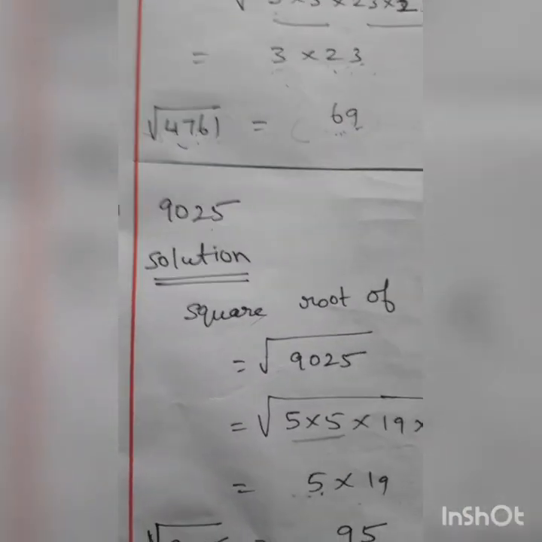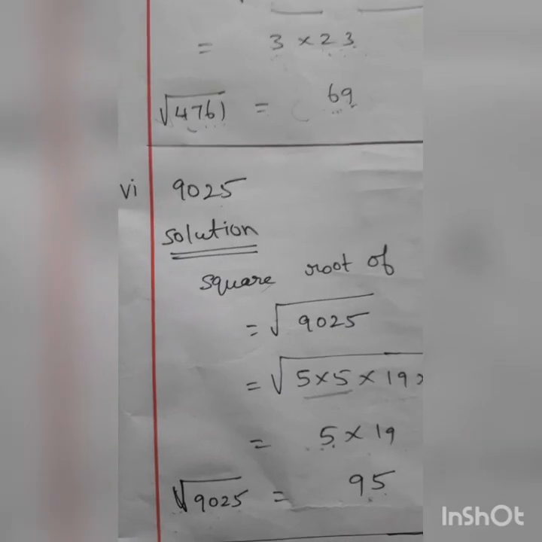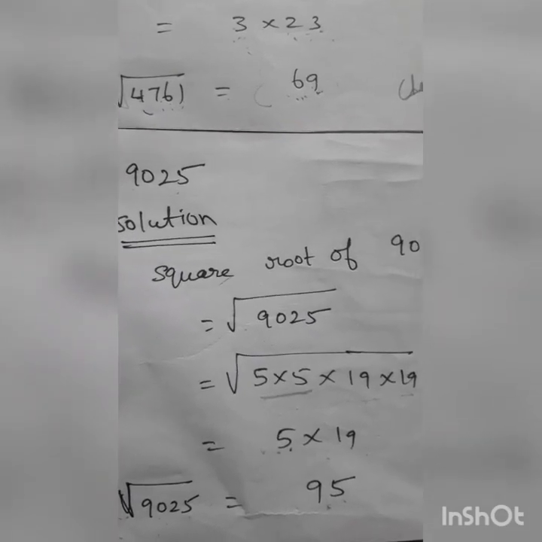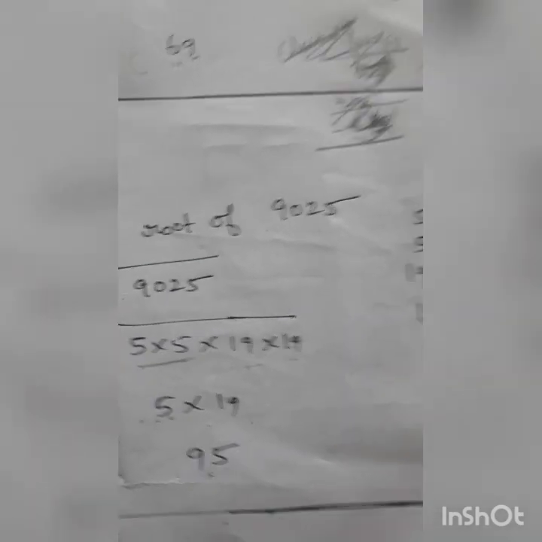Now sixth sum, 9025. Square root of 9025.